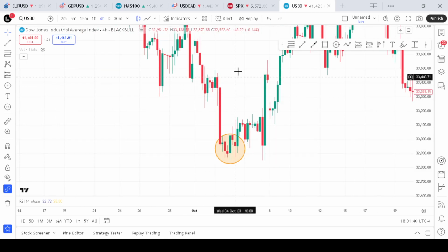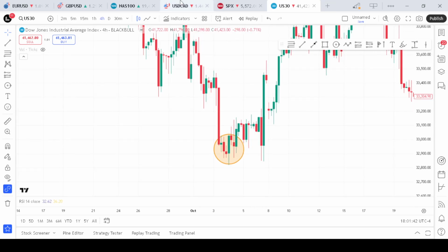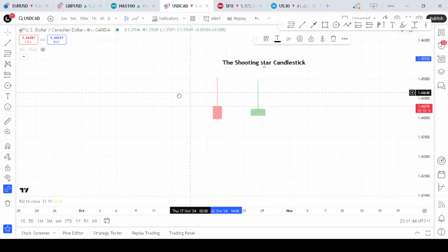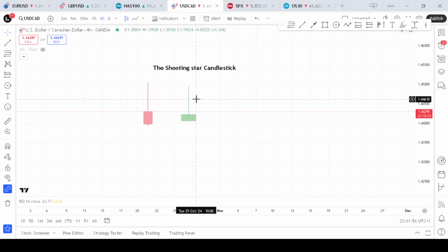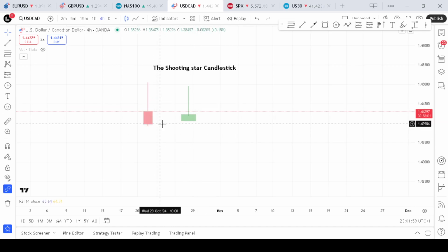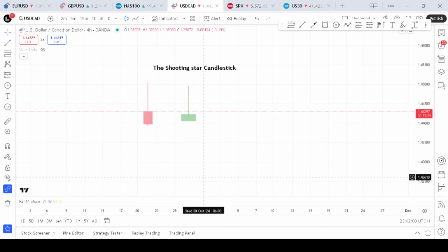Now the last candlestick pattern we are going to be talking about is called the shooting star candlestick pattern. The shooting star candlestick pattern is a single candlestick pattern that signals a potential reversal from an uptrend to a downtrend. It indicates that the market may lose its upward momentum as sellers begin to take control of the market.